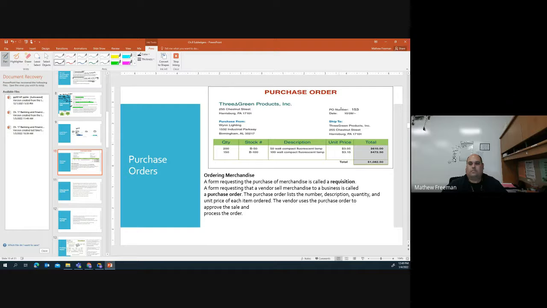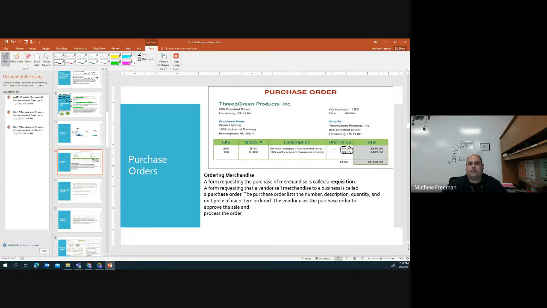So right here, this is your purchase order. Here you're sending a request for the vendor to sell merchandise to you, and these are prices that have been determined, and here's the items, and here's a total, and here's the price. The purchase order lists the number, description, quantity, and unit price for each item ordered. The vendor uses the purchase order to approve the sale and process the order.